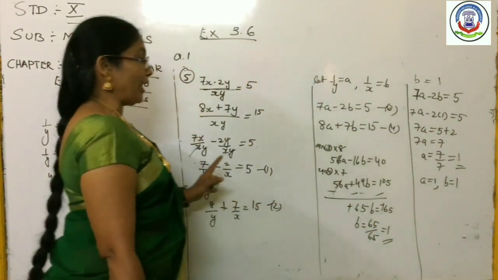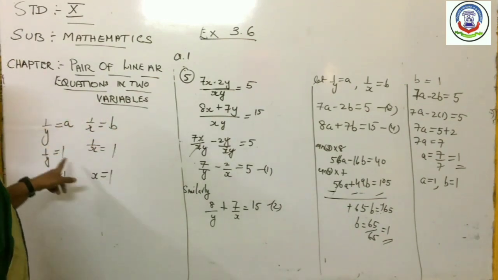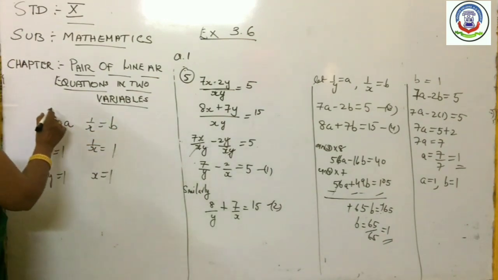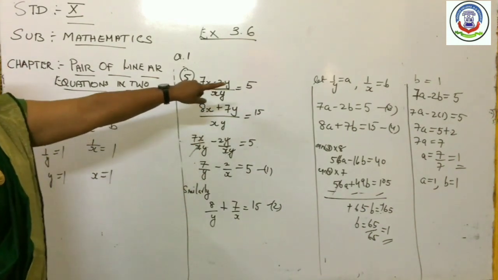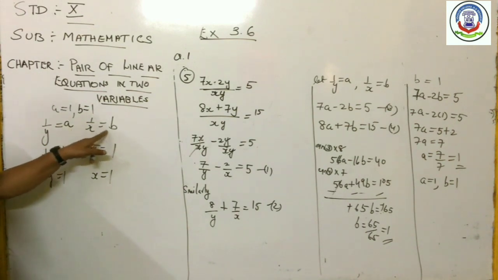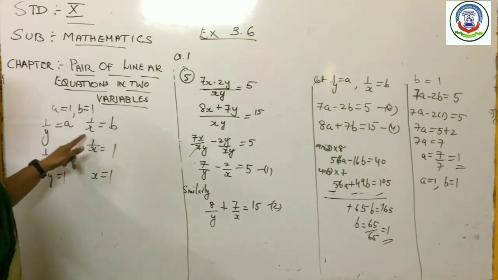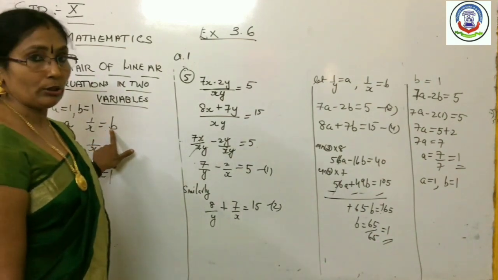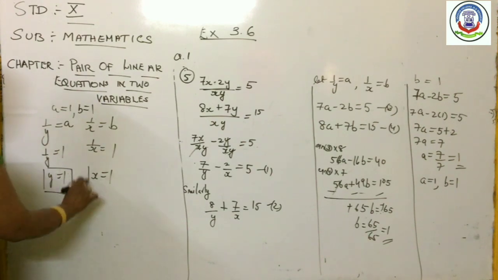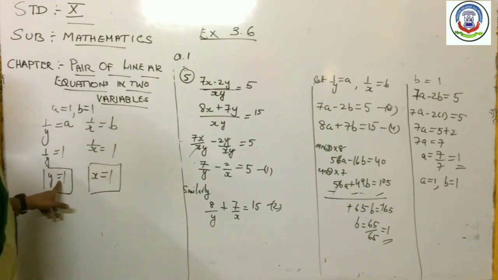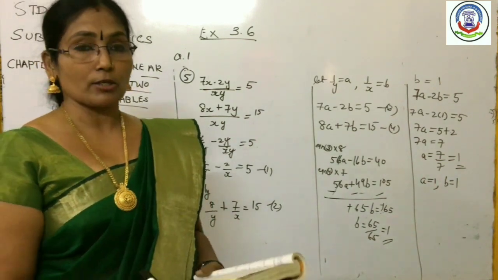Now you got both the values. Which variables have you got? a equal to 1 and b equal to 1. You are going to resubstitute here. 1 by y is equal to a, 1 by x is equal to b. That means 1 by y is equal to a, which is 1. 1 by x is equal to b, which is 1. Now substituting there, you get the solution x is equal to 1, y is equal to 1, the required solution for these equations.